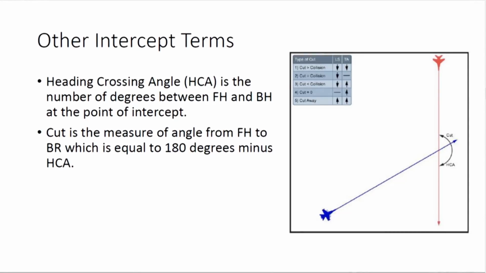And if we cut away, which is, imagine that blue fighter turning to the left, past parallel and divergent from the enemy's path, lateral separation in that case will be increasing, and our target aspect will also be increasing as well. So those are two other intercept terms to know.